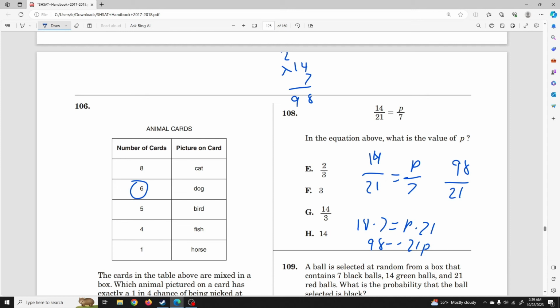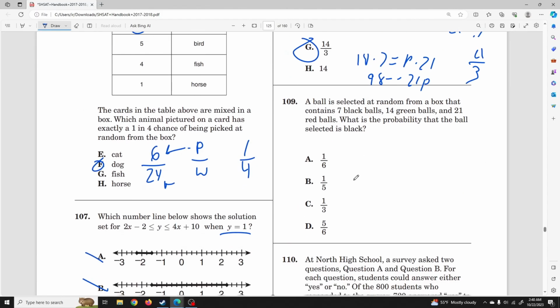Wonderful. So 98 over 21 is equal to 14 over 3. If we just divide by 7 on both sides, we get 14 over 3. Simplify the fraction always.